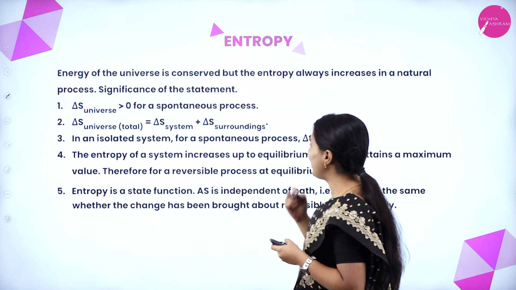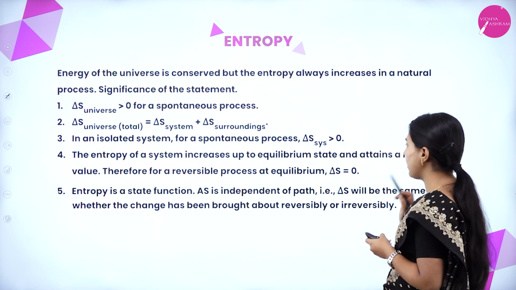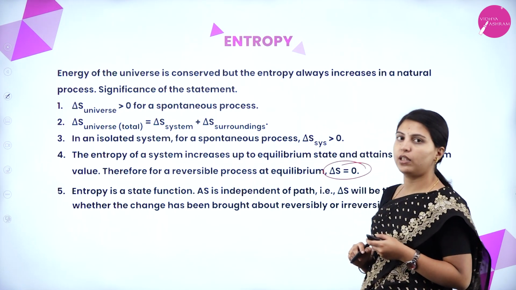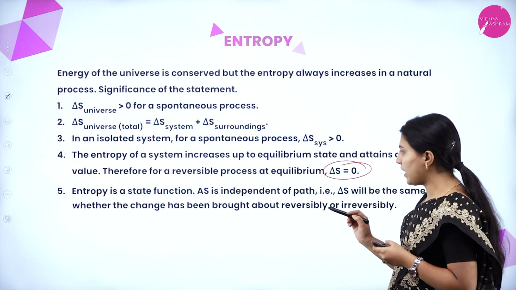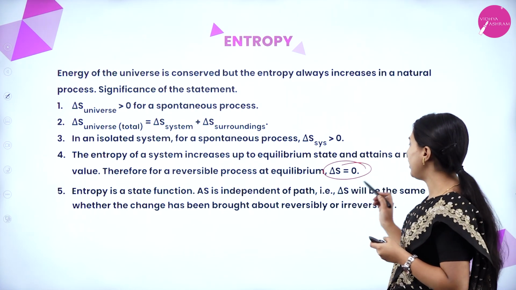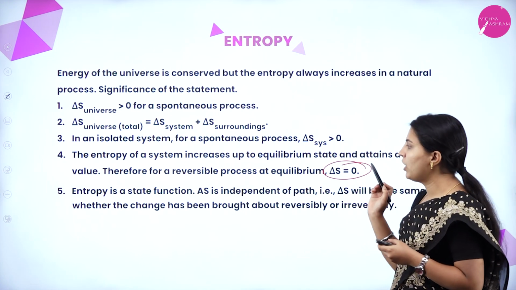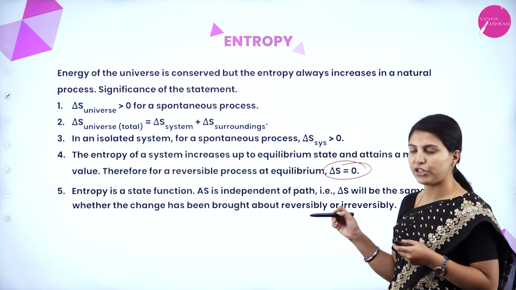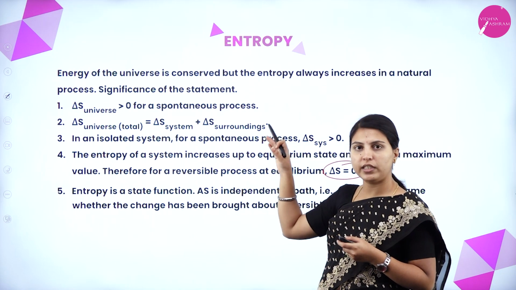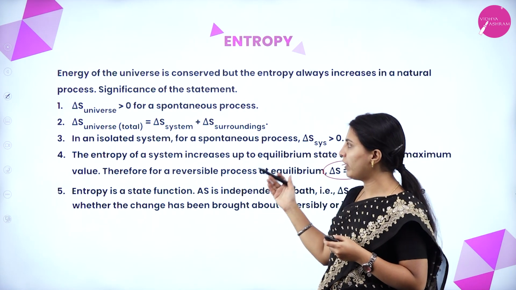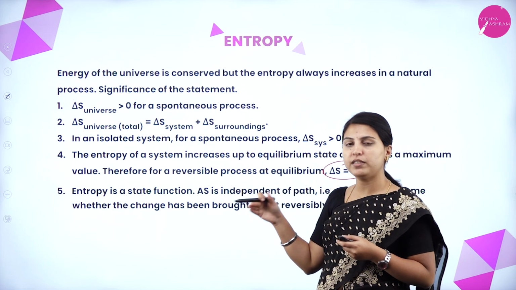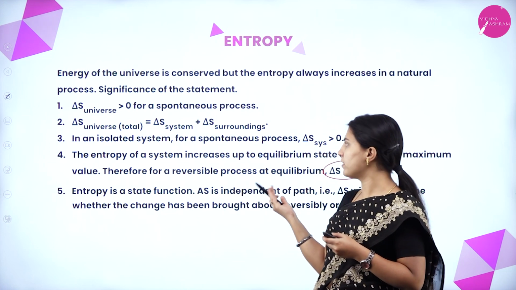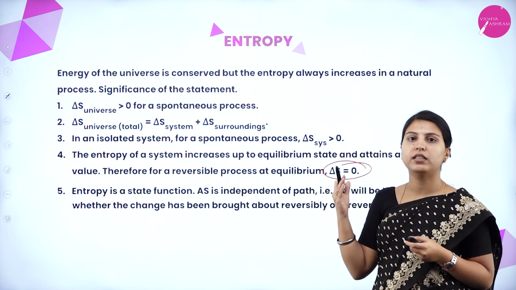The entropy of a system increases up to the equilibrium state and attains a maximum value. Therefore, for a reversible process at equilibrium, delta S equals 0. Entropy is a state function and delta S is independent of path, that is delta S will be the same whether the change has been brought about reversibly or irreversibly. It is a state function, and entropy of the universe is more than 0 for a spontaneous process, and entropy of the universe means entropy of a system plus entropy of surroundings. In an isolated system, for a spontaneous process it is greater than 0.